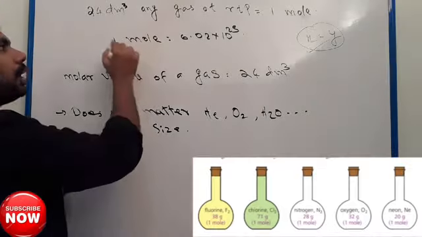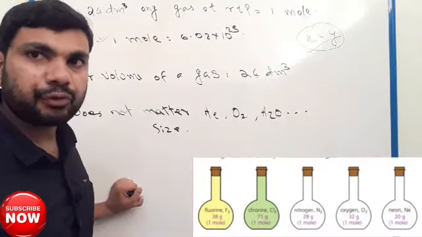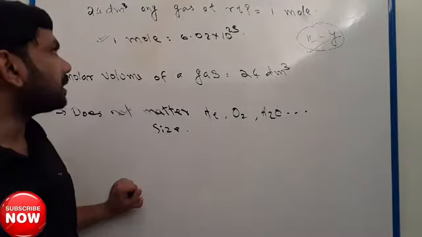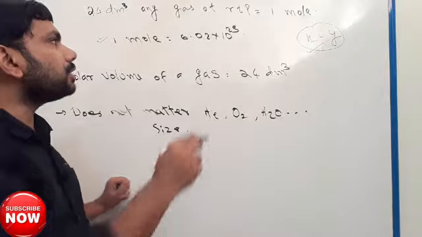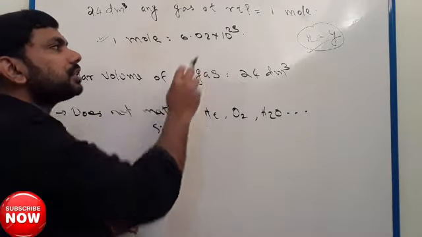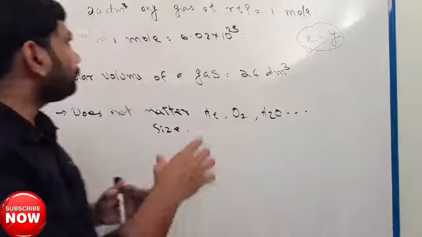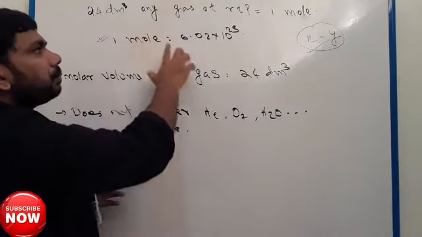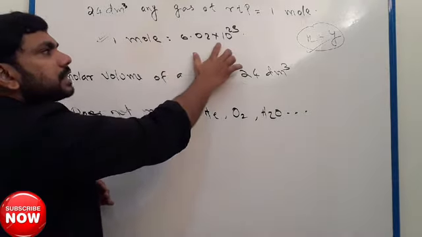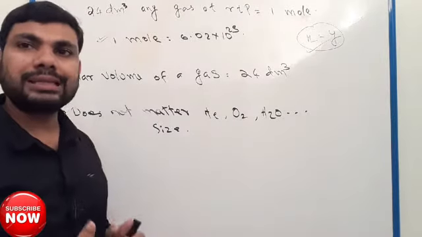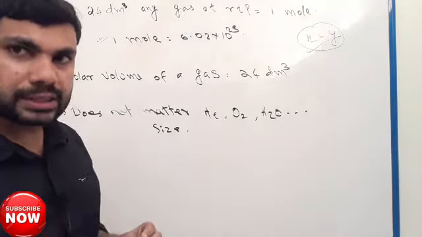Also we know 1 mole of substance, we discussed before the Avogadro constant. 1 mole of substance means it contains 6.02 times 10 to the power 23 atoms. So we can say 24 decimeter cube of any gas at RTP contains 6.02 times 10 to the power 23 atoms. Clear? So I will repeat once again.